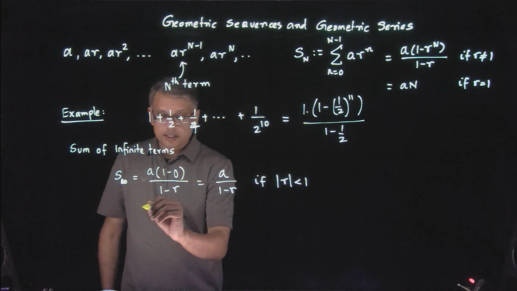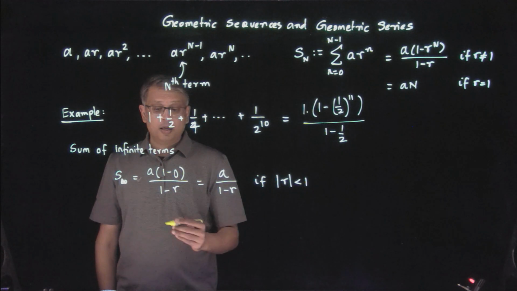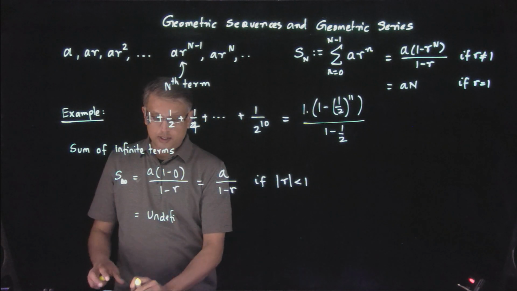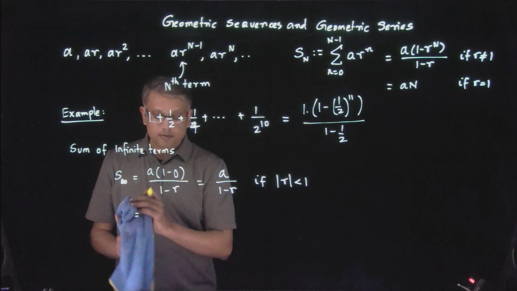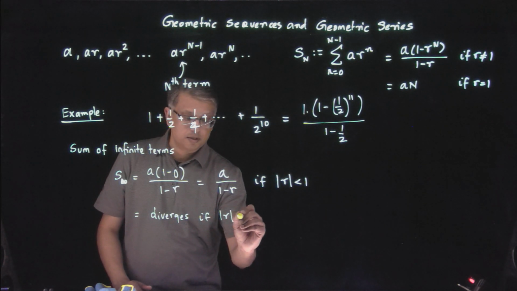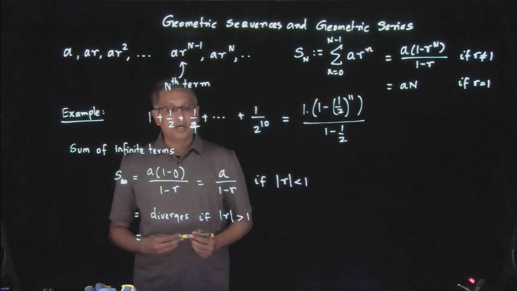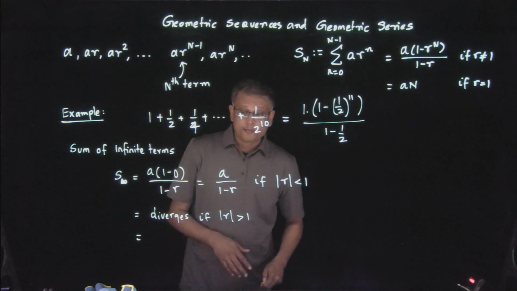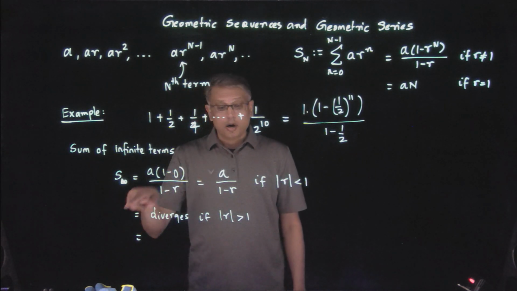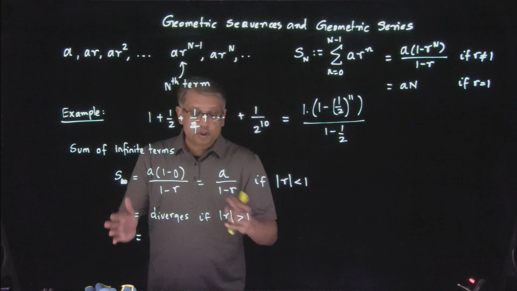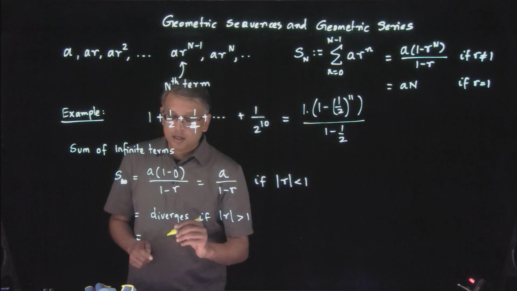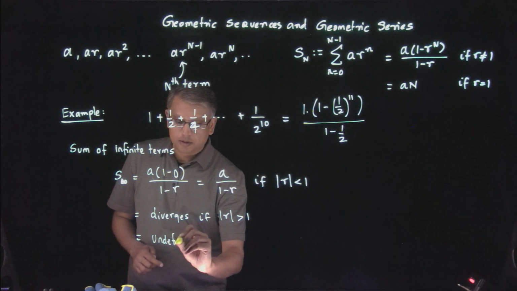If the magnitude of R is greater than 1, then this becomes undefined, or it diverges. We can say it diverges if the magnitude of R is bigger than 1. Now, if the magnitude of R is equal to 1, well, then it might diverge, or it might keep on oscillating, or it might not converge to any number. In either case, if the magnitude of R is equal to 1, this can become undefined.